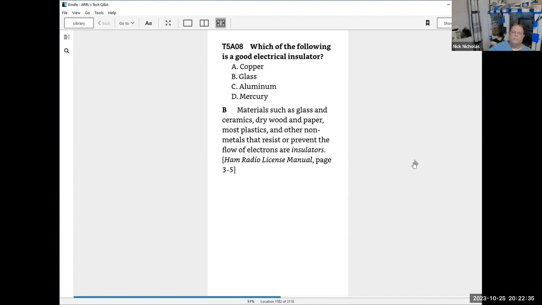Some better, some worse. Which of the following is a good electrical insulator? Well, insulators are materials without free electrons. Of the list there, all the others but glass are conductors. Glass is a great insulator. So is dry wood, paper, a lot of plastics, not all, and almost anything, well, not anything, but most things that are non-metal.